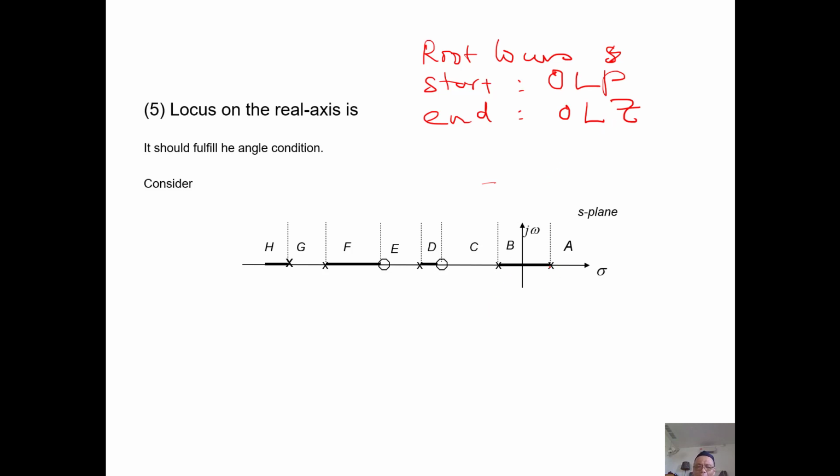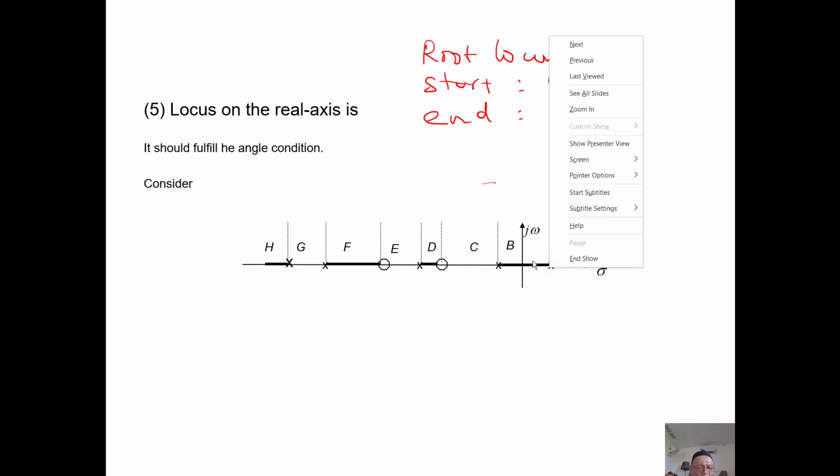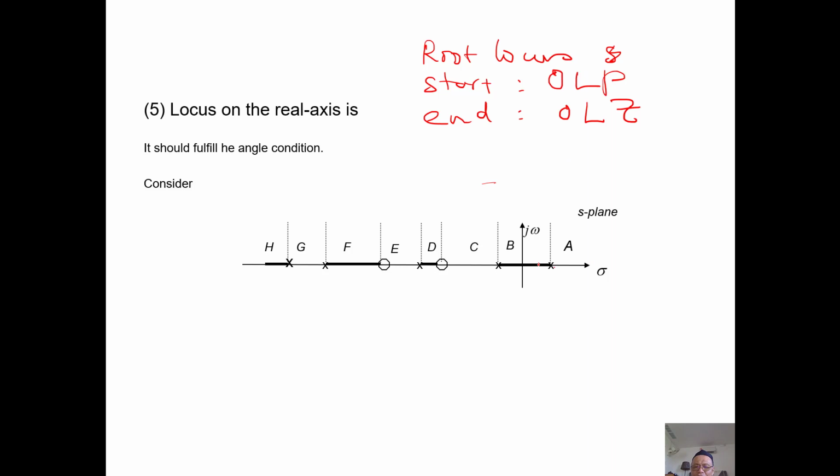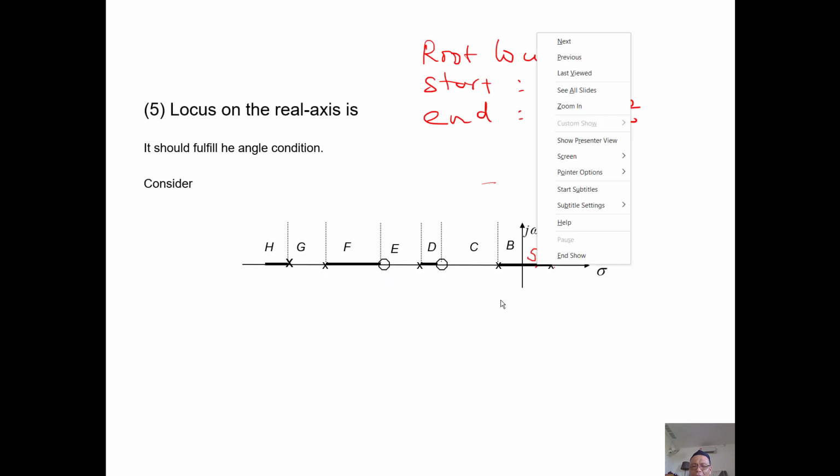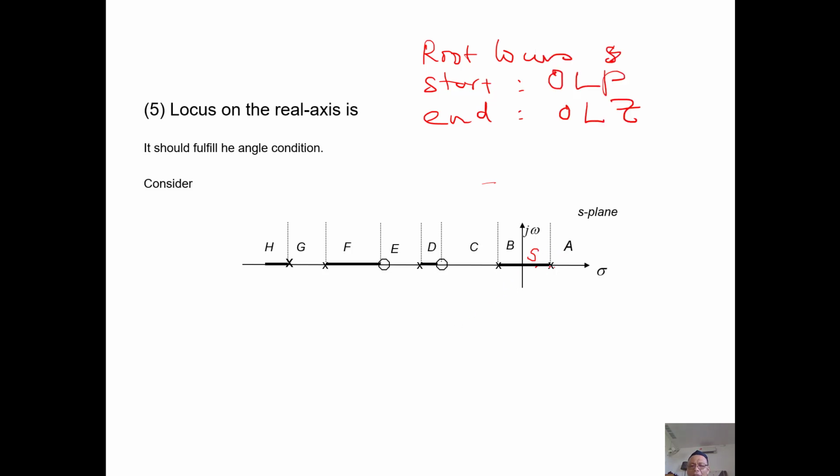So how to find the locus on the real axis here? To do that, we use the angle condition. For example, let's say we choose a point here. If this is your test point, this is your test point S, for example. The angle from here to here is 180 degrees.